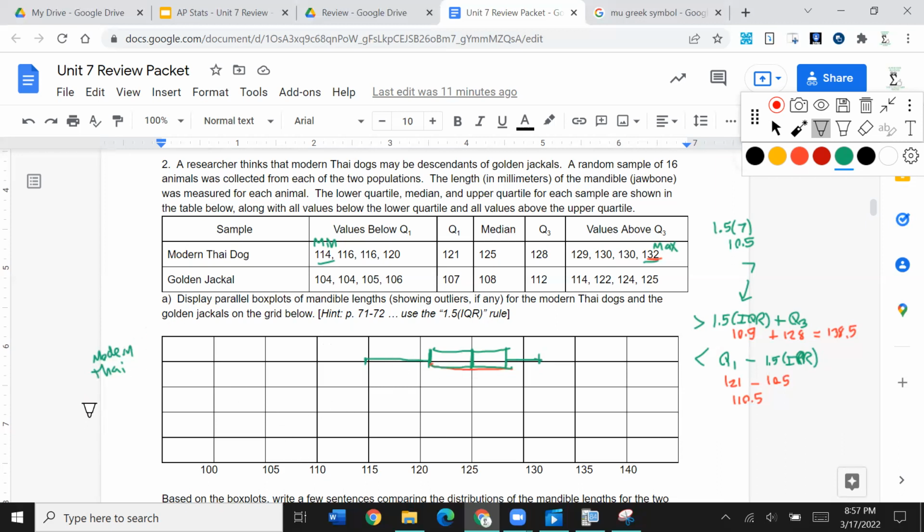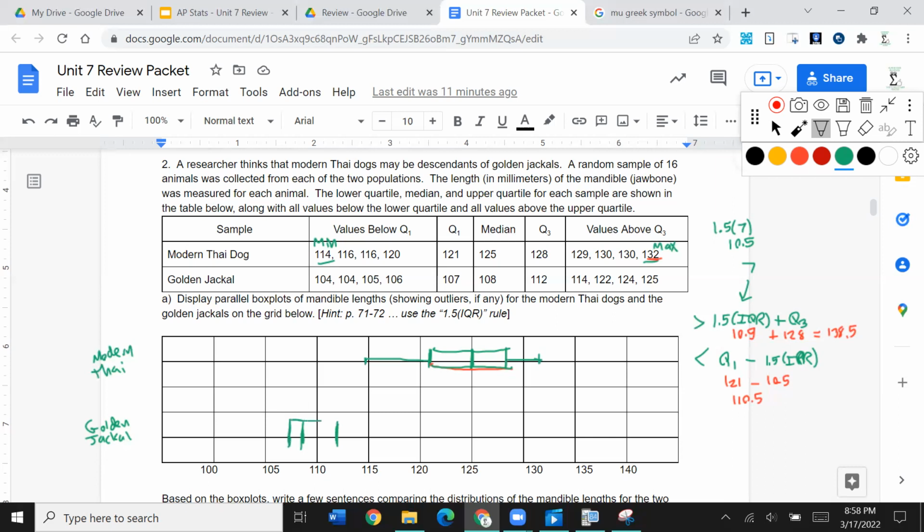We got modern Thai, and we got a golden jackal down here. We got our median at 108, so that'll be somewhere around there. Our Q3 is at 112. And our Q1 is at 107, so that's going to be right below, actually. Probably should shift these a little bit further, but that's all right.